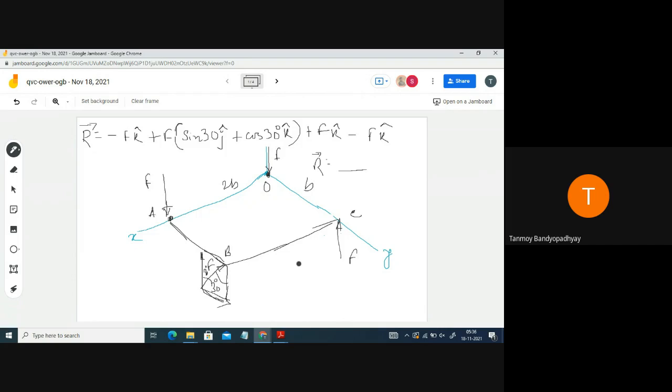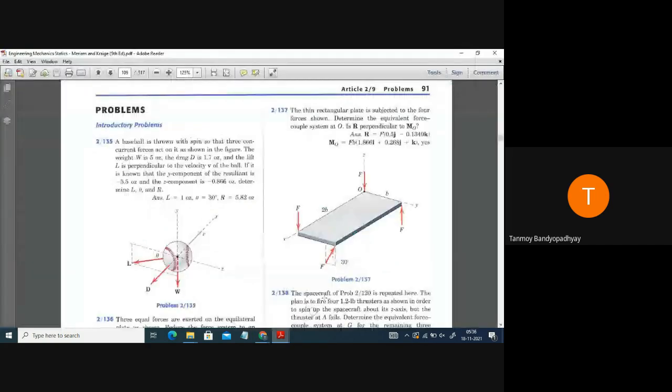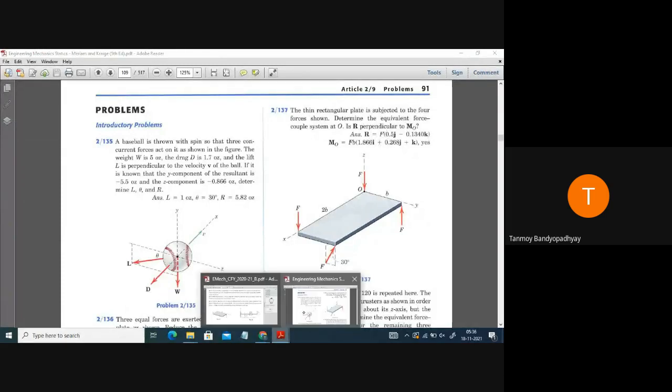It's given, I think. The answer for this one is given. So for R, you could match whatever answer you are getting. Next thing is we have to calculate M0. Okay? So M0 you can calculate actually. Once you are getting the value of R, it will not be possible from R alone, because you don't know the line of action of R, where it passes. So you have to find out the point through which R passes. Unless you find that point, you won't be able to find out that value. So you have to find out the moment based on the individual forces. Clear?